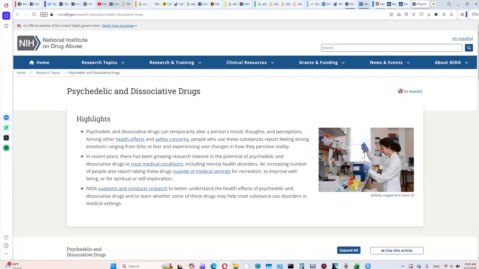In recent years, there has been growing research interest in the potential of psychedelic and dissociative drugs to treat medical conditions, including mental health disorders. An increasing number of people are also taking these drugs outside of medical settings for recreation, to improve well-being, or for spiritual or self-exploration. NIDA supports and conducts research to better understand the health effects of psychedelic and dissociative drugs, and to learn whether some of these drugs may help treat substance use disorders in medical settings.